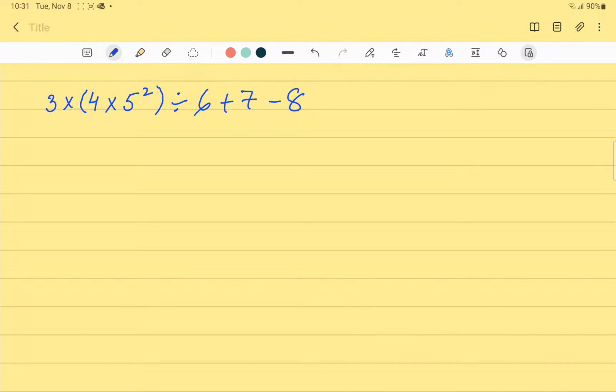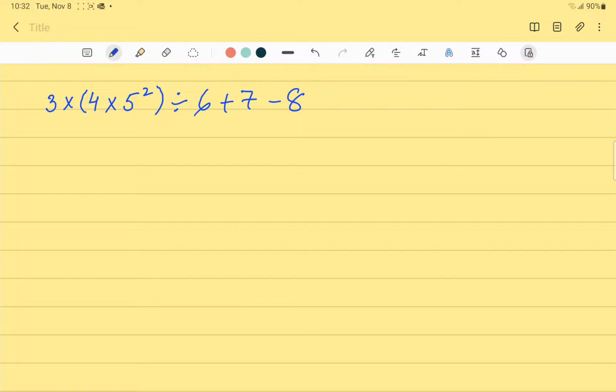In this video, we are going to evaluate the given arithmetic expressions by applying the BODMAS rule. If you want to understand the BODMAS rule in detail, then you can watch one of my videos, the link of which is given in the description of this video. So let's move on toward the solution of this question.